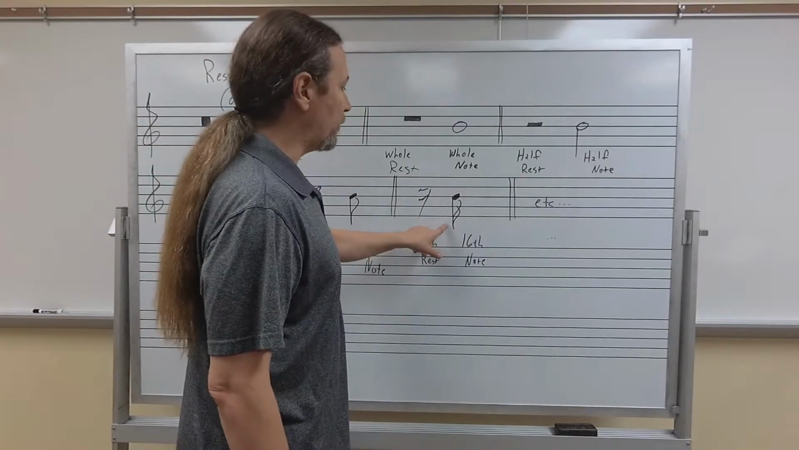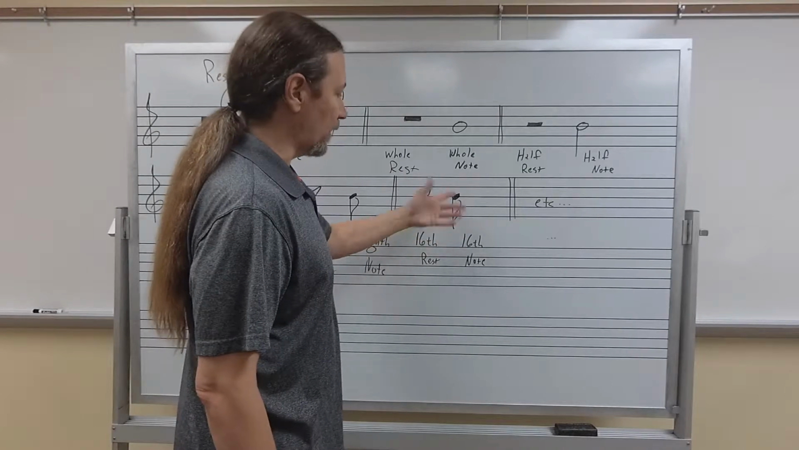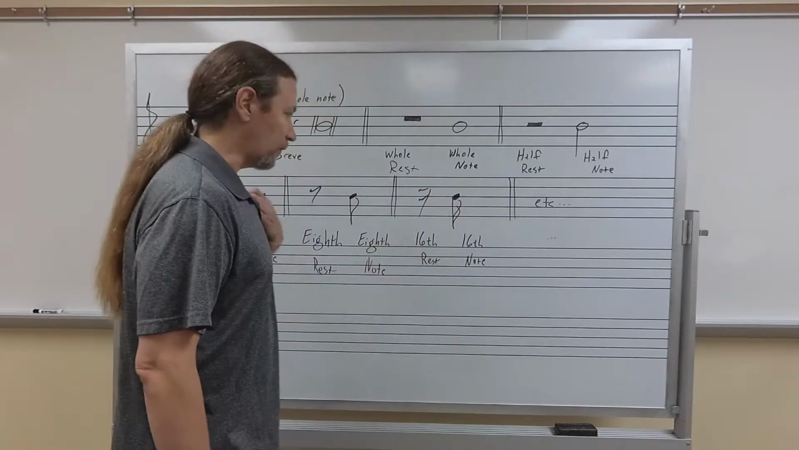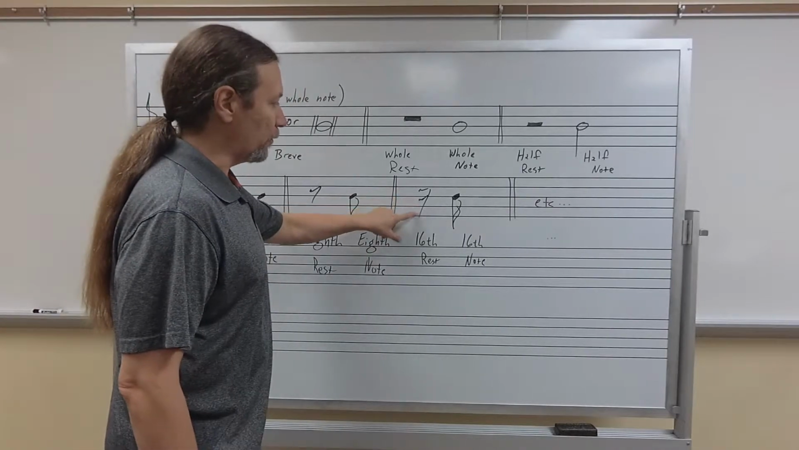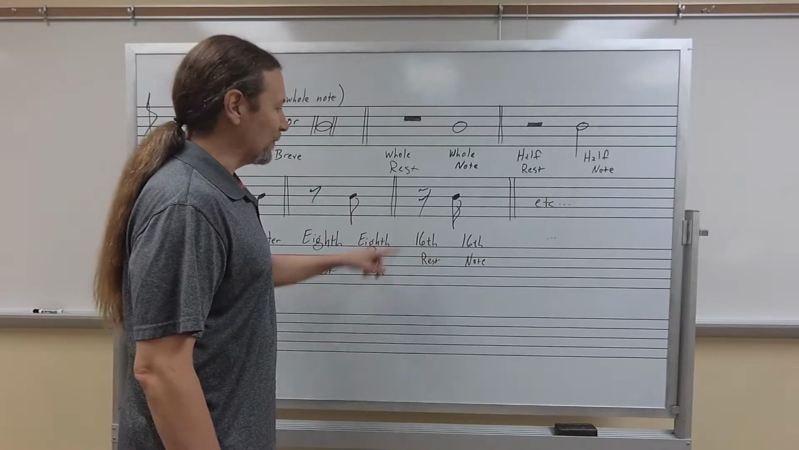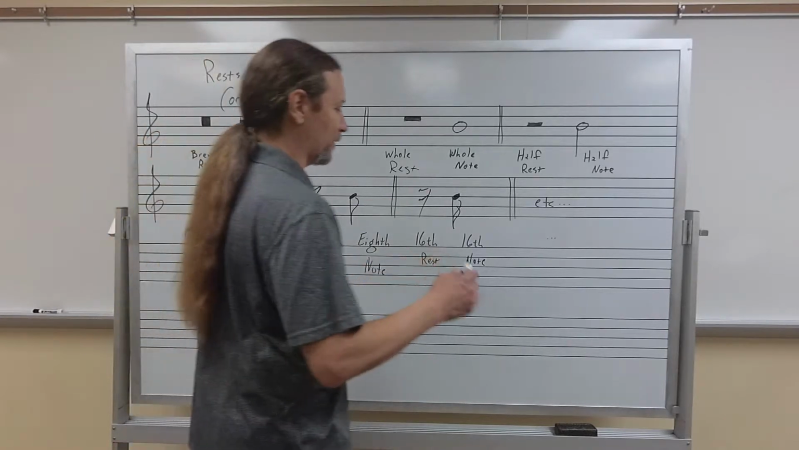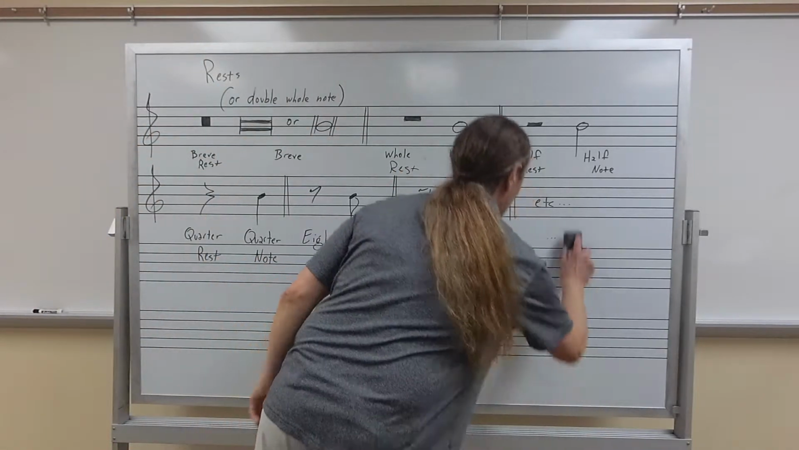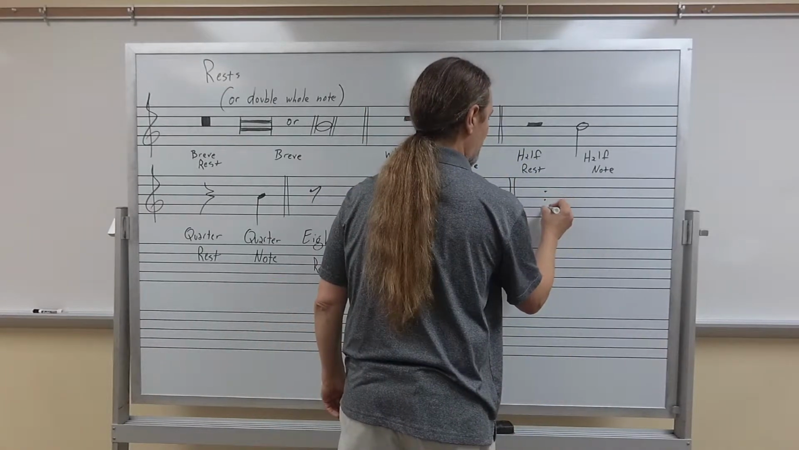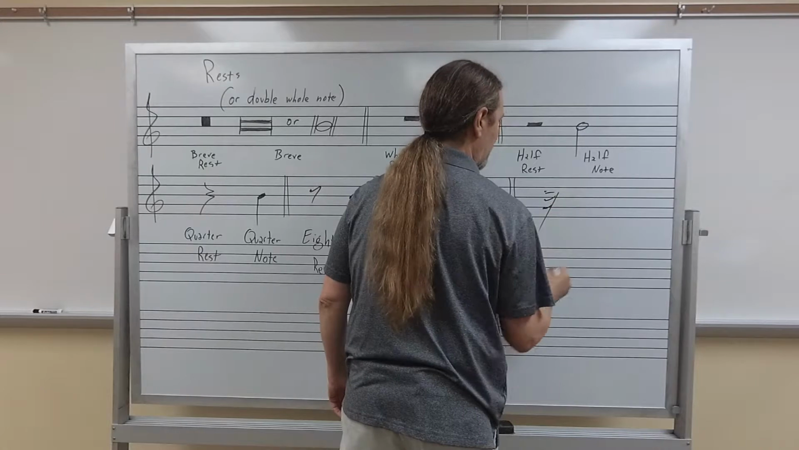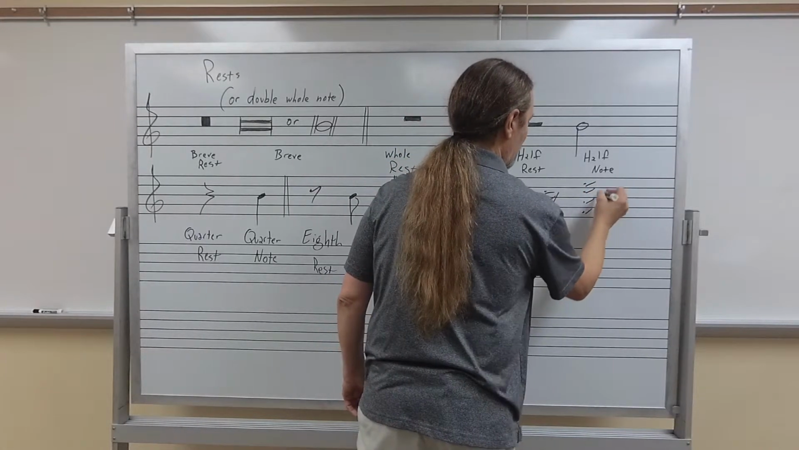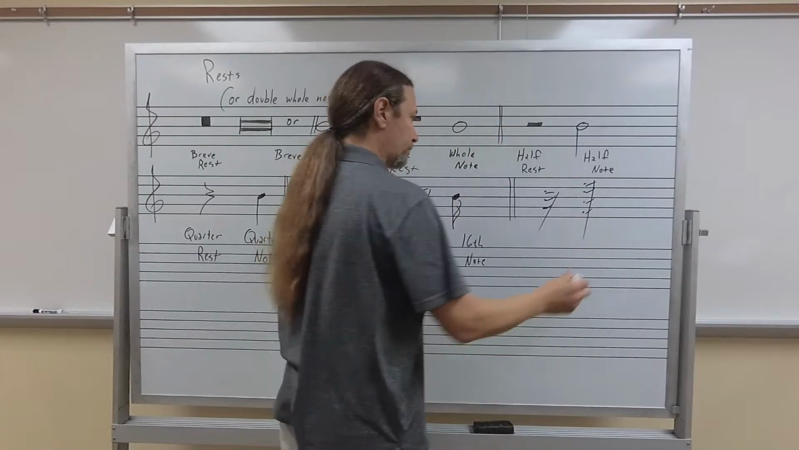As we get more beams or more flags, tails on notes, 32nd note, 64th note, and so on, we get one new little arm on the rest. So for instance, a 32nd note rest would look like the 16th, but would have a third arm, and a 64th rest would have a fourth, and so on.